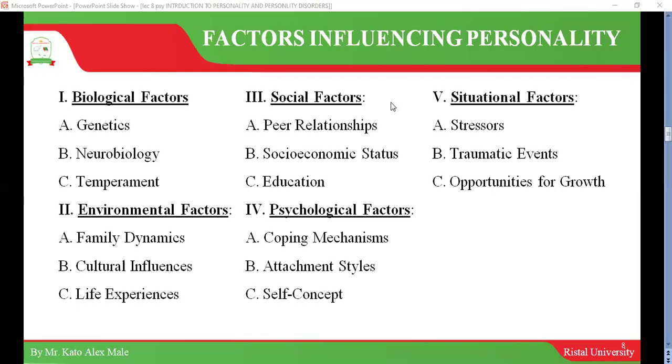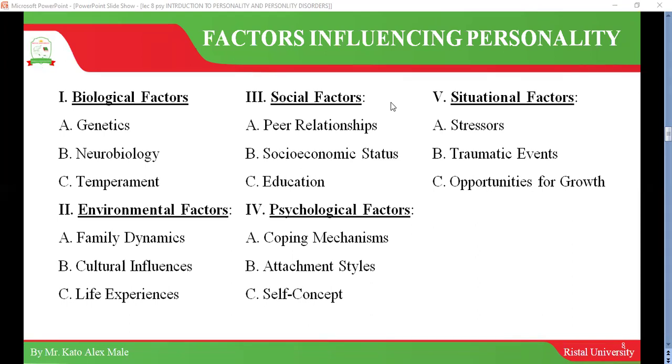Also life experiences as environmental factors, what we go through when we are growing up. Then social factors are also another factor influencing personality. Peer relationships, the fellow children that the boy or the girl is used to playing with. Also friends, now for us who have grown up, friends who are around us also influence a lot on our personality. Then socioeconomic status, how much do you earn?